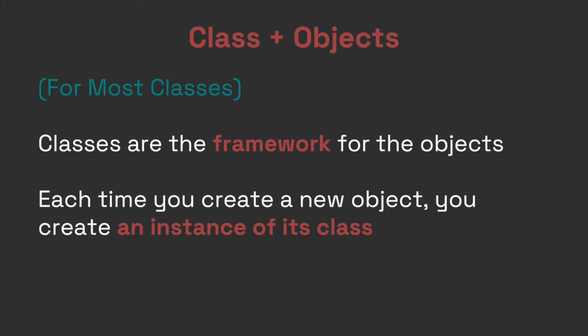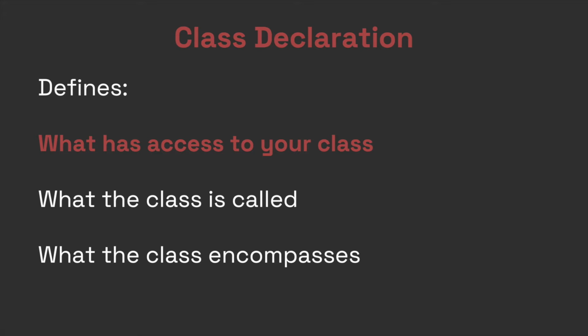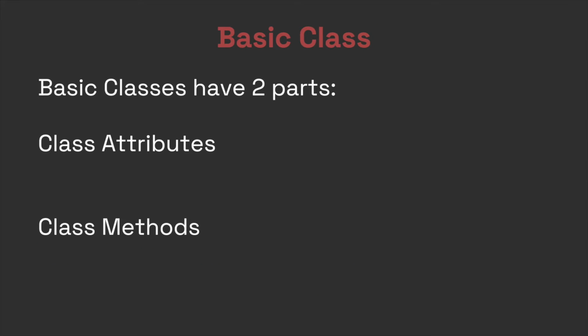Think of the class like the blueprints for your object. It decides what defines it and what it can do. Class declarations define what has access to your class, what the name of your class is, and what your class encompasses. Generally, we break classes up into two main parts.